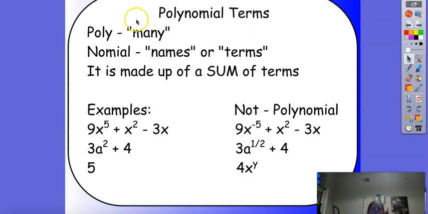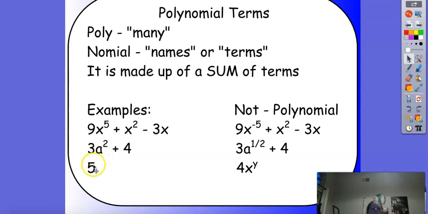Polynomial terms. Poly means many. Nomial means names or terms. It's made up of a sum of terms. This is a polynomial right here: 9x to the fifth plus x squared minus 3x. It has three terms. They're added, or it's a sum. This could be seen as a plus negative 3x.